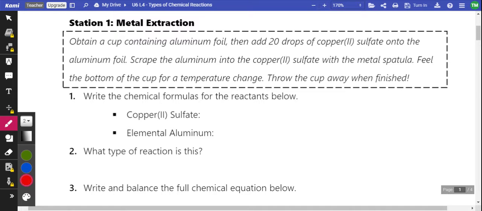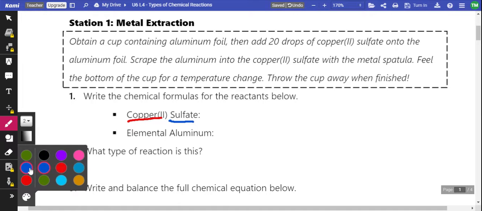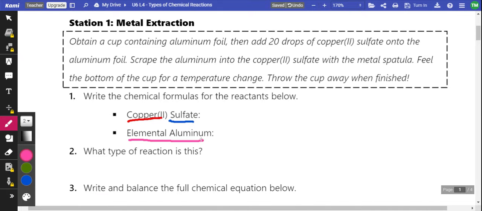But overall, we can figure that out just by looking at the chemical formulas of what we start with. So let's look at what we're starting with here. We've got 2 reactants here. One of them is copper 2 sulfate, and the other is elemental aluminum. So copper Roman numeral 2 sulfate is a compound made of copper. This Roman numeral 2 means that the copper has a positive 2 charge in this case.